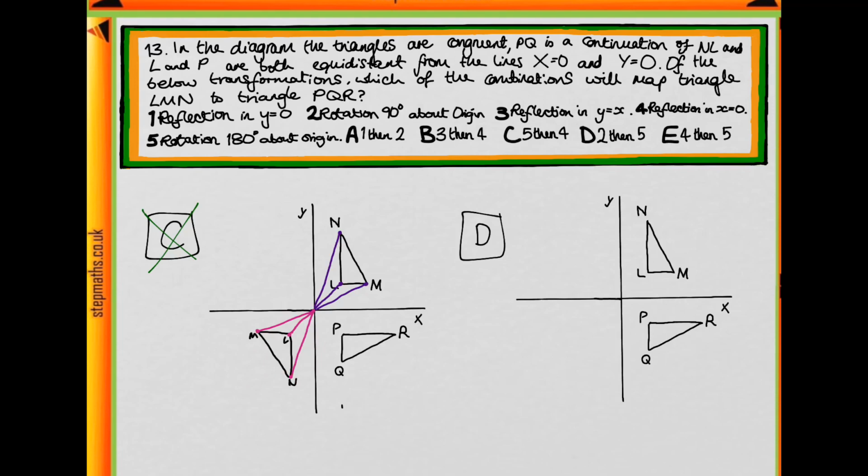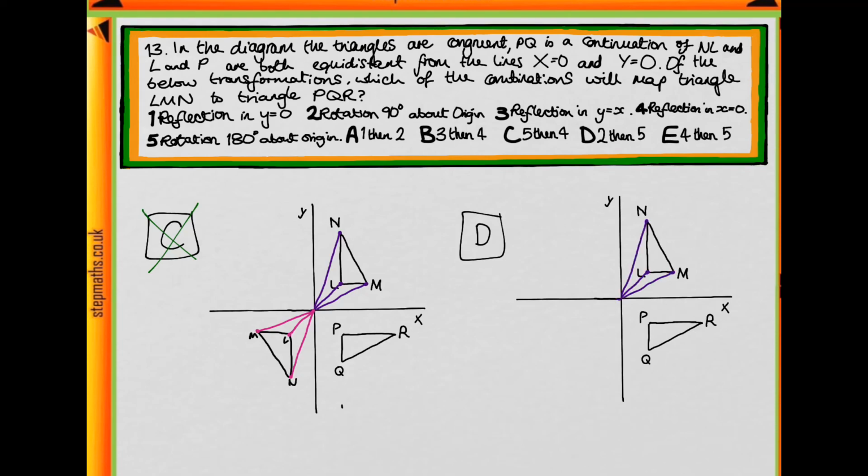Now the next thing we're going to do is 4, which is reflection in x equals 0, which is the y-axis here, and we can see clearly that that's not going to give us what we want, because this point's going to end up down here, and it's clearly not going to be completely on top of this triangle, so we can rule C out. So now let's have a look at D.